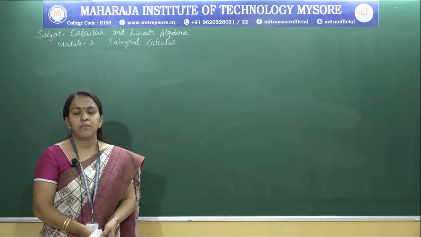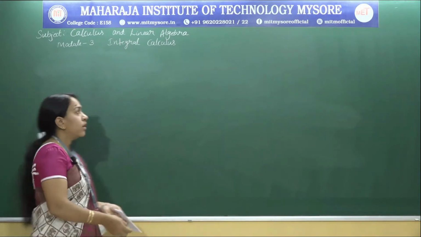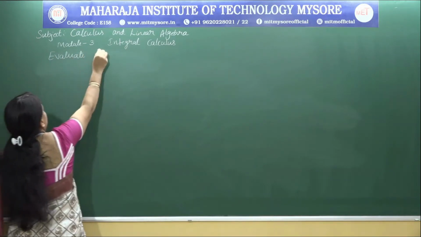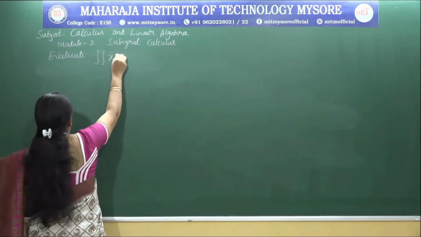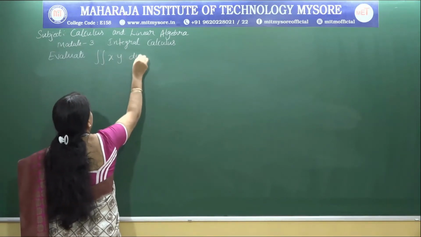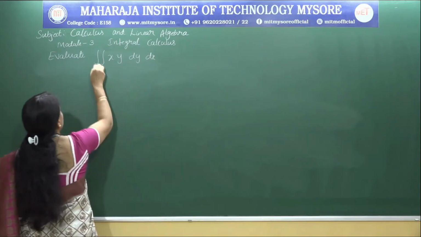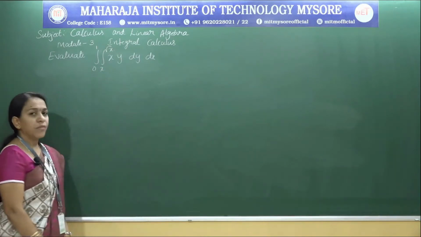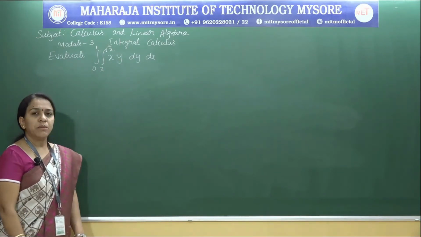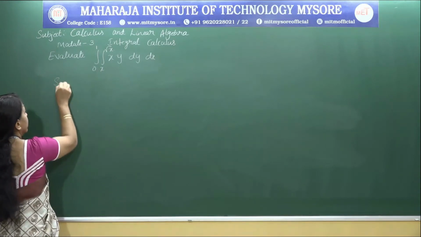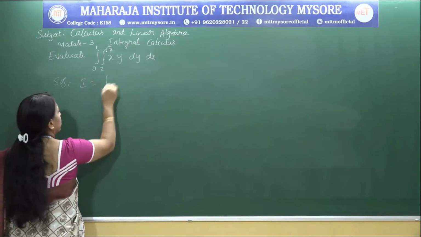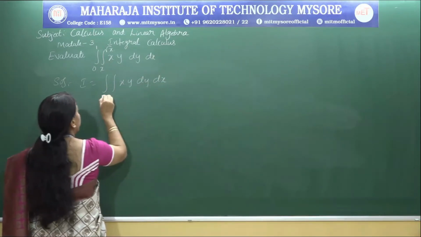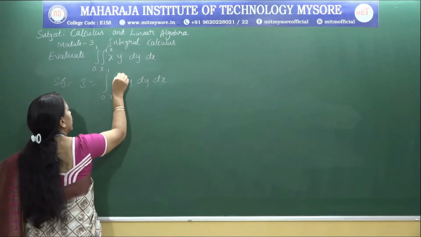Now let us solve the problems on double integrals. Evaluate the double integral of xy dy dx between the limits 0 to 1 and x to root x. Now I consider the given double integral as I. So consider I equal to the double integral xy dy dx between the limits 0 to 1 and x to root x.